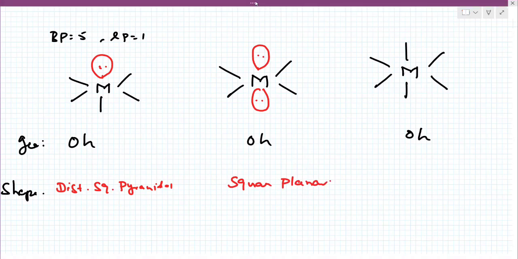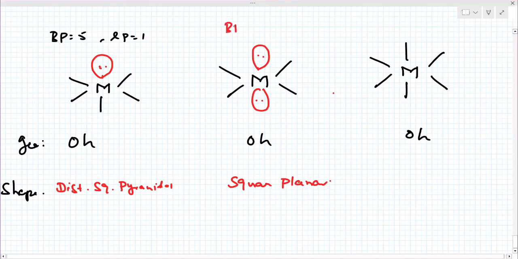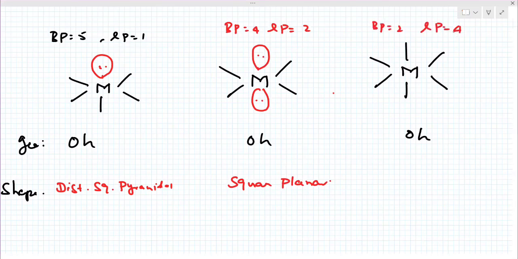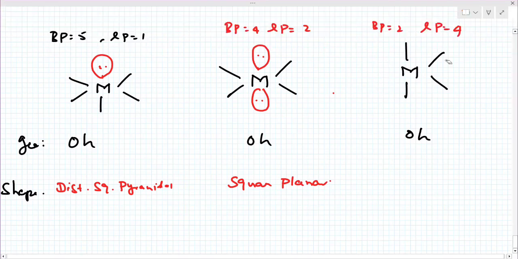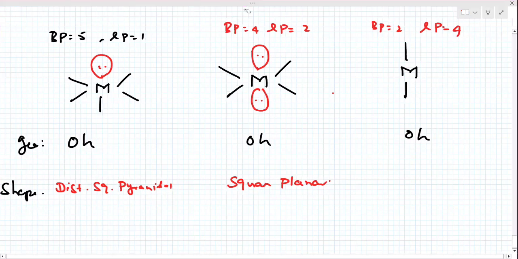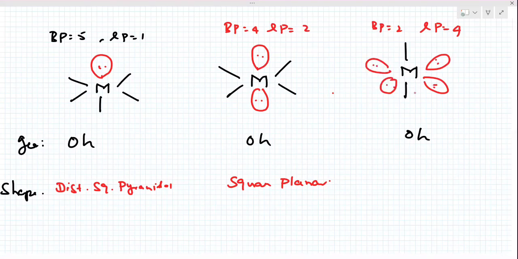Now, in this case the bond pair is 4 and the lone pair is 2. In the other case, it is reversed: bond pair is 2 and lone pair is 4. Where are you going to remove the 4 bond pairs? Put the lone pairs axial and equatorial, right? Now remove the equatorial bonds: 1 equatorial, 2 equatorial, 4 equatorial. Now put the lone pairs: 1, 2, 3, 4. What is the shape? Forget the lone pair, look only at the bond pair. Linear.